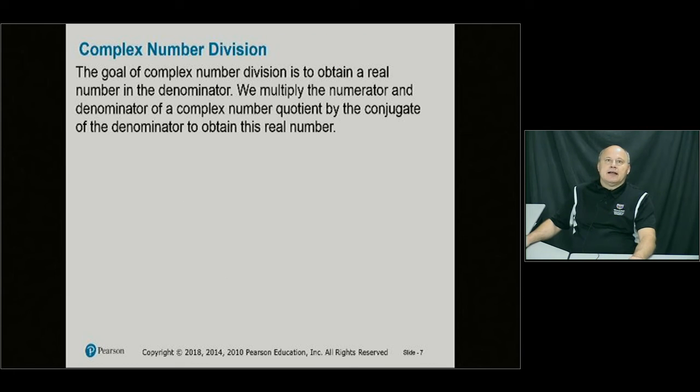Okay? Now the division. That's the hard one. And there is a reason why we talked about the conjugates in that previous slide, because in order to divide two complex numbers, you have to invoke conjugates. That's why it was there in the previous slide, so we can do the division. So the goal of complex number division is to obtain a real number in the denominator. We multiply the numerator and the denominator of a complex number quotient by the conjugate of the denominator to obtain that real number. Remember, a squared plus b squared was the result, so it will be a real number.